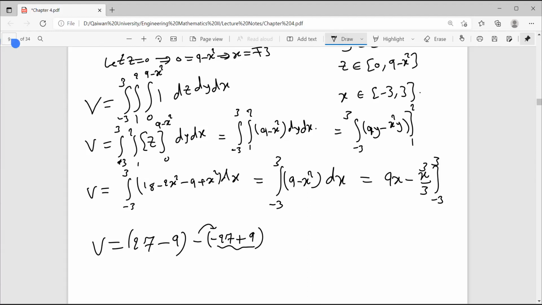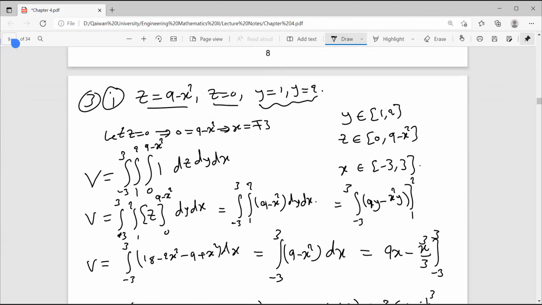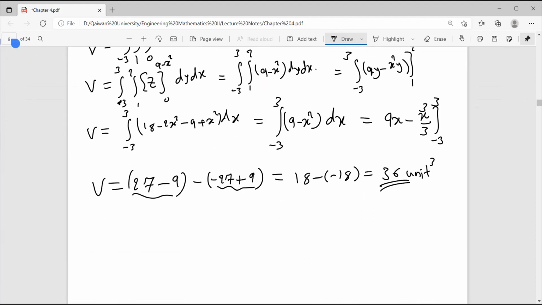But before, let's simplify this. This equals 18 minus negative 18. It equals 36. That means the volume, this unit cubed, because it's volume, that's why it must be cubed, not squared. So the volume bounded by those functions is 36 unit cubed.